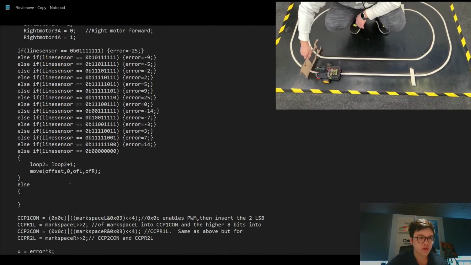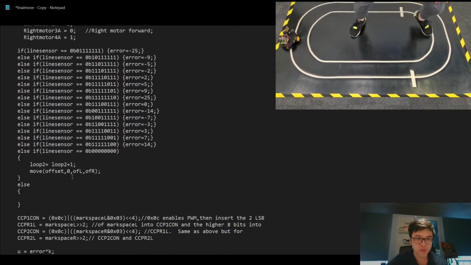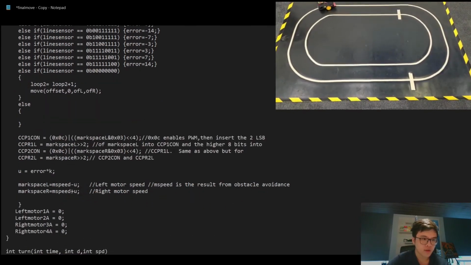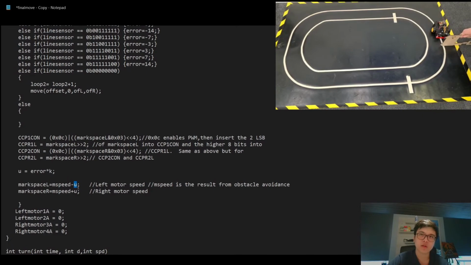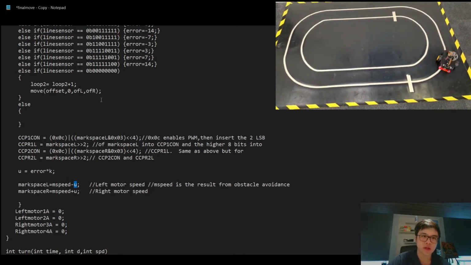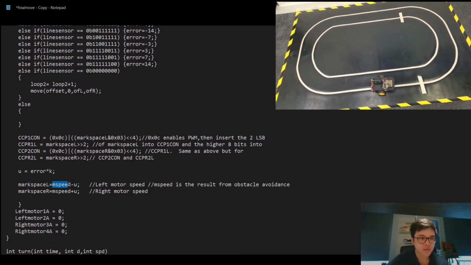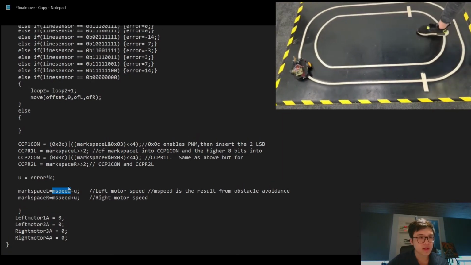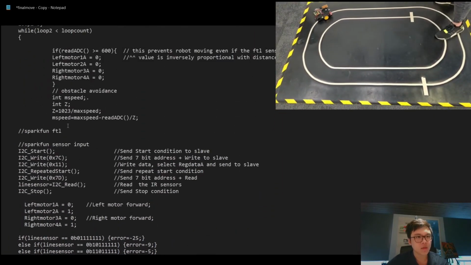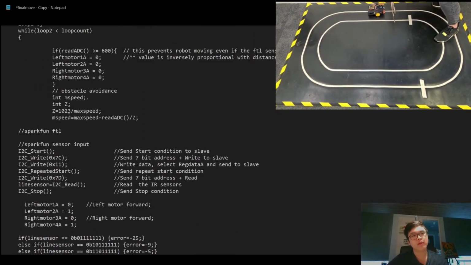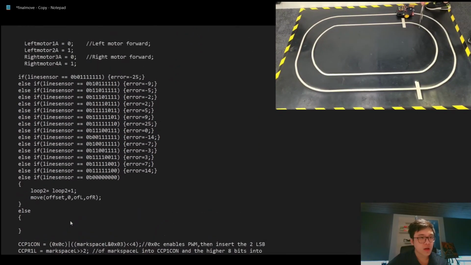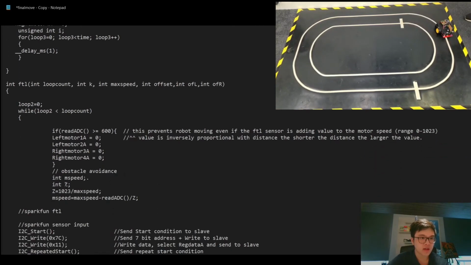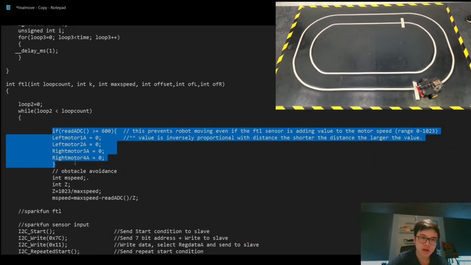This is the FTL function, which my teammate has probably explained in the other video. The FTL function outputs in U, which is the correction given to each motor depending on the error. But before that, there is m speed over here, which is the speed that is outputted by the obstacle avoidance. So even when it's doing obstacle avoidance, it will still do FTL. And there's an extra if logic we added here just in case, because the sensor is not 100% accurate.